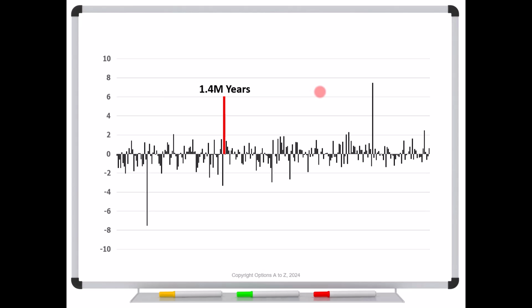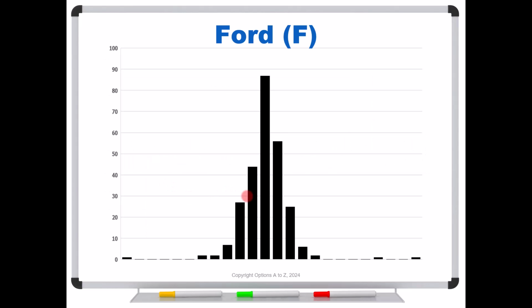Those types of moves would be expected to occur about once every 1 billion years by just chance. And yet we got three of these extreme outliers in a given year. And this is just Ford. Now, if we look at the same data in a histogram, there you go. Looks like a bell curve here in the center, but look at these tails.